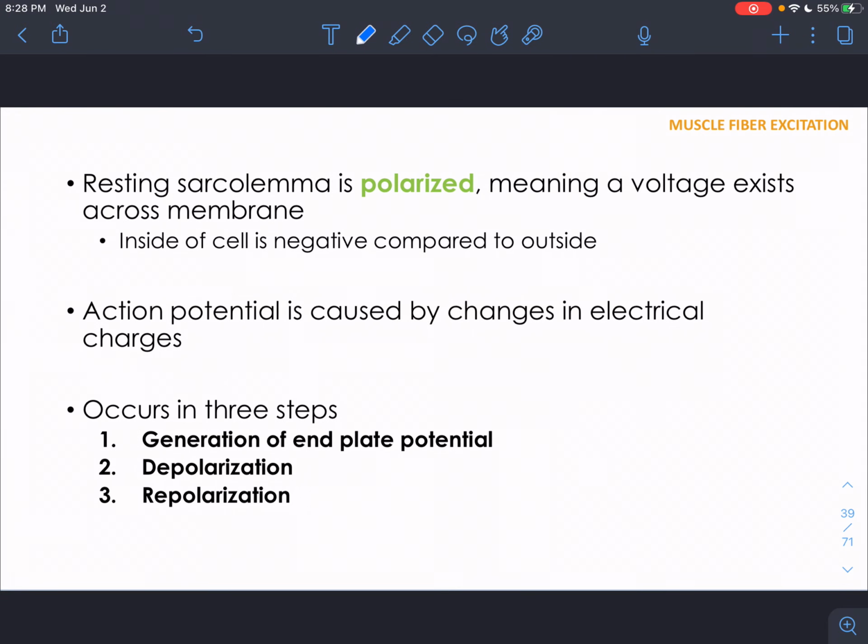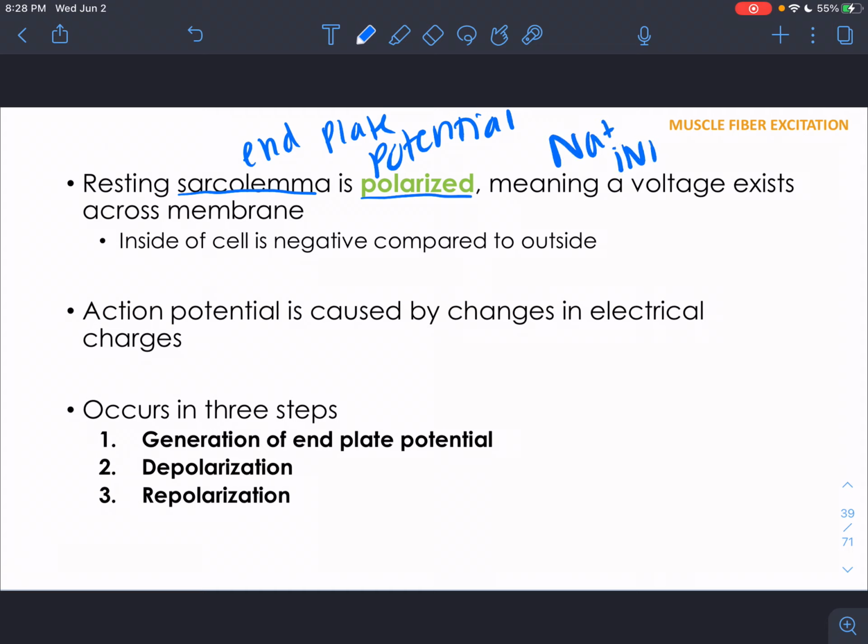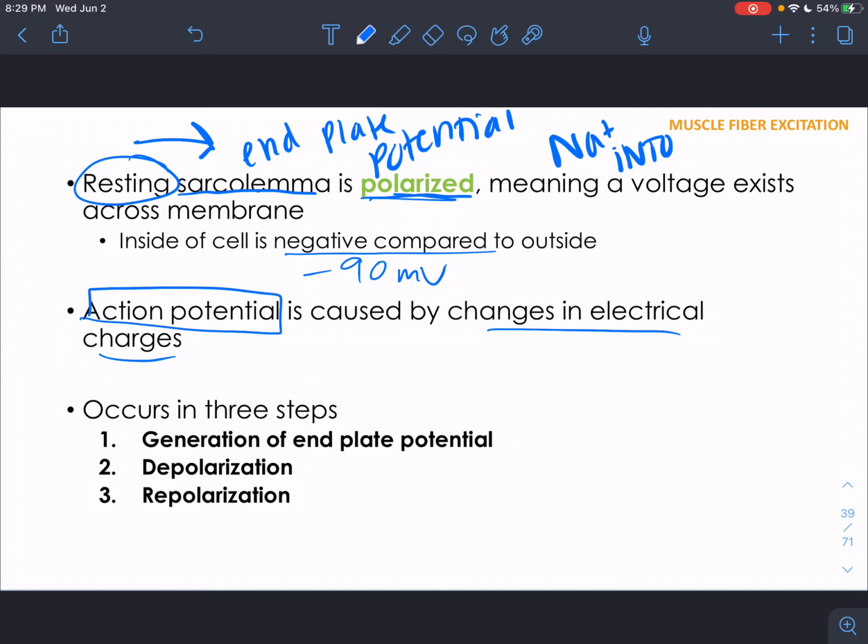So muscle fiber excitation. So the sarcolemma is going to end up becoming polarized, right? Meaning that there is a voltage across the membrane. Okay. And that is due to that end plate potential caused by sodium coming into the muscle due to acetylcholine binding to those receptors. The resting sarcolemma is polarized, meaning there's a voltage across the membrane, resting membrane potential, negative compared to outside, so negative 90 millivolts is that resting membrane potential. Okay, the muscle fiber excitation is this end plate potential that we just talked about. Okay, so electrical changes cause action potentials in the muscle cell itself.